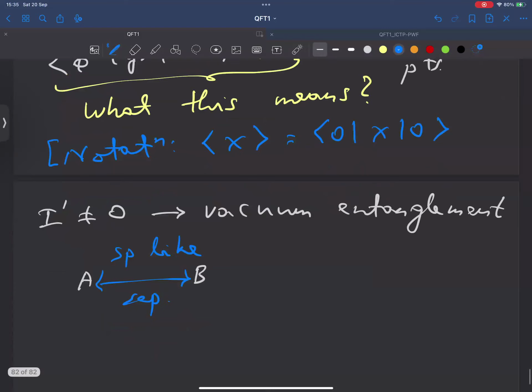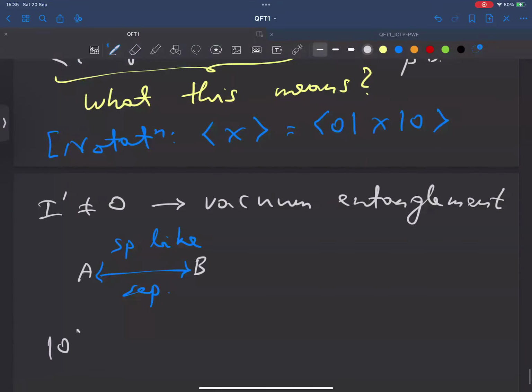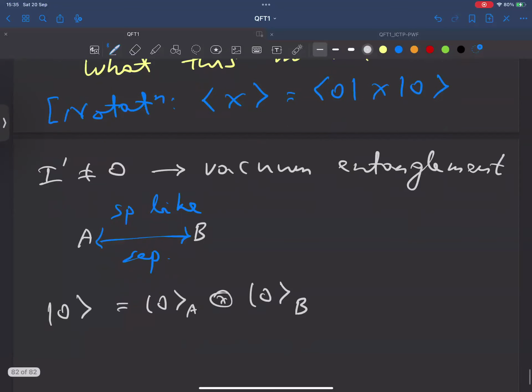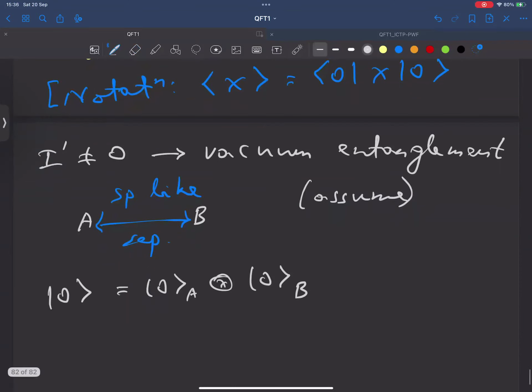And let's further assume that the total vacuum could be written in a factorized way like this. All that this means is you can independently factorize your space into region A and region B. Let's assume this is the case. I'm not saying this will always be true. I'm saying assume that you can factorize your theory nicely.